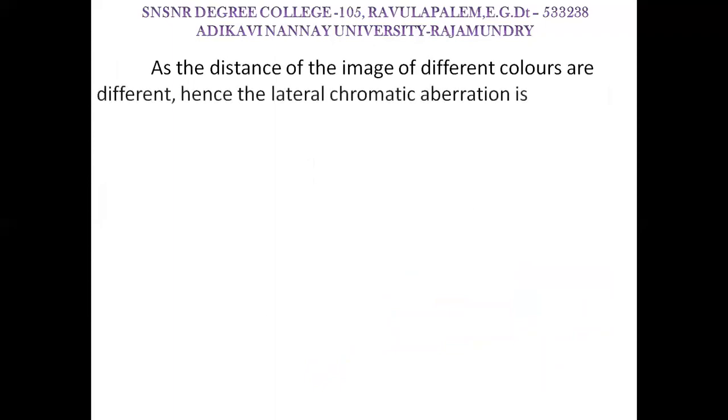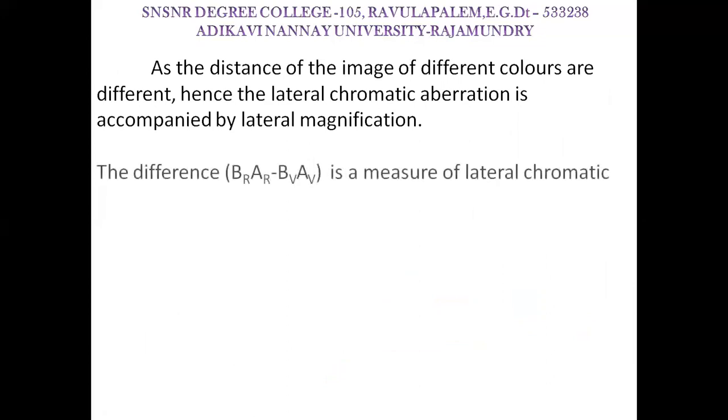As the distance of the image of different colors is different, the lateral chromatic aberration is accompanied by lateral magnifications. So the difference BR minus AR, which is the height of the image due to red color, minus BV minus AV, the height of the image due to violet color, is a measure of lateral chromatic aberration.